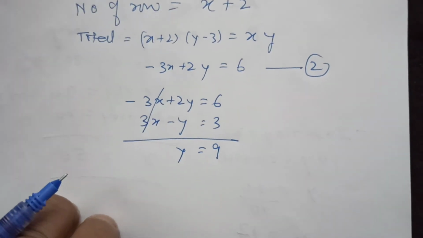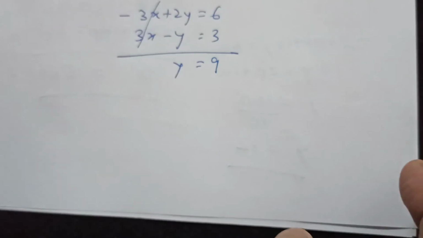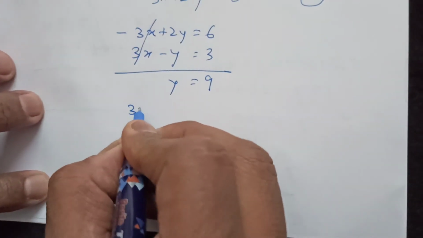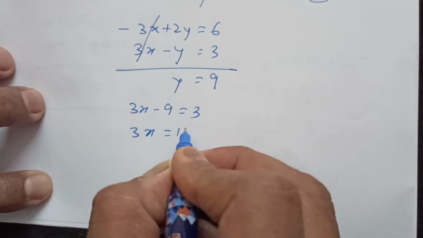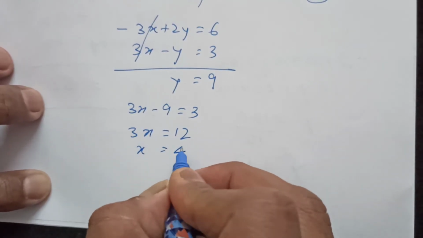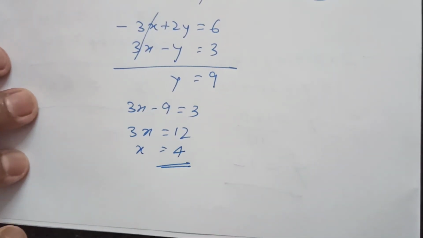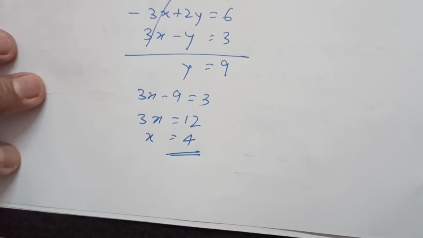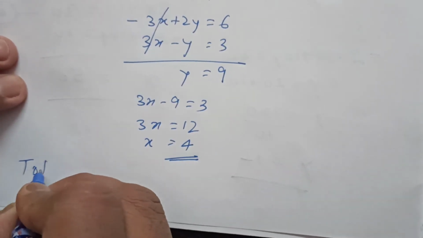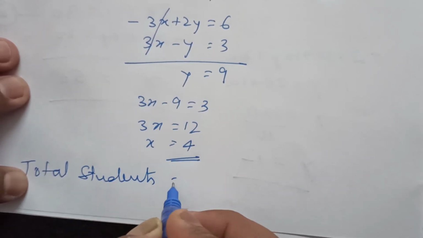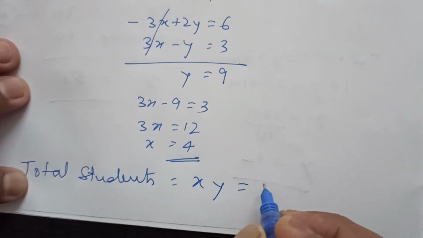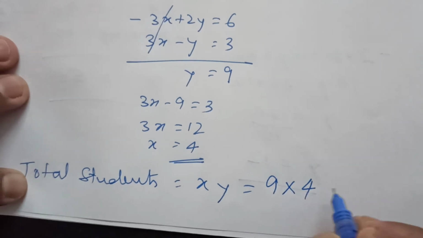If y is equal to 9, substituting this value into the first equation, 3x minus 9 is equal to 3. 3x is equal to 12. So x is equal to 4. So we have got x value as 4, y value as 9. But we have to find total students. So total students were x into y. So that makes it 9 into 4 is equal to 36.